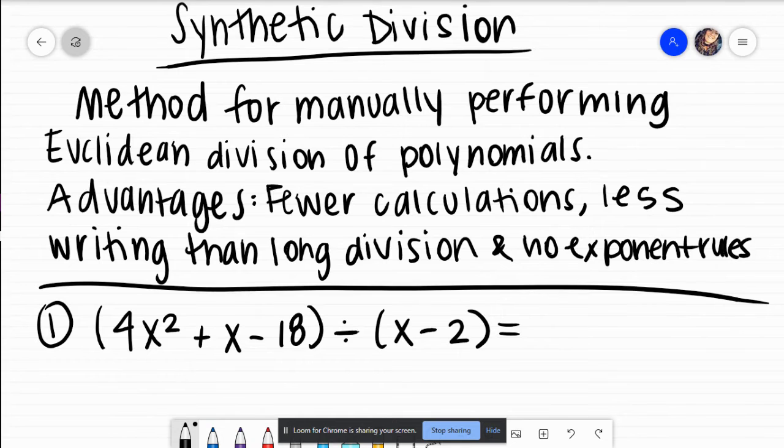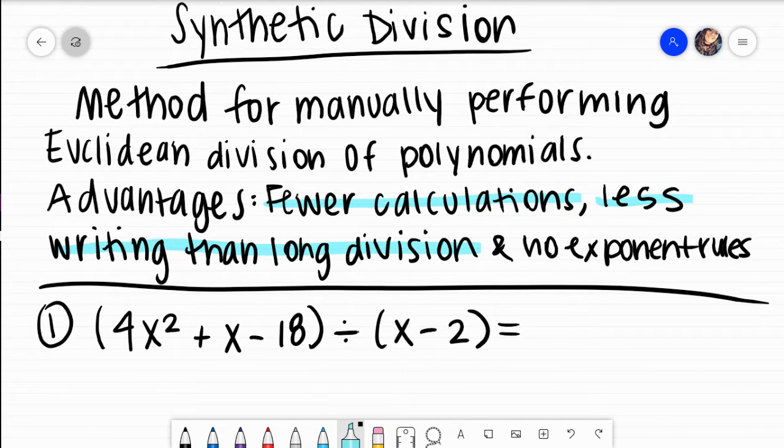This right here, I even wrote that our advantages to using synthetic division is we're going to have fewer calculations. There's less writing than long division, and we're not going to have to worry about any exponent rules. So this, I believe, is going to be an easier method.